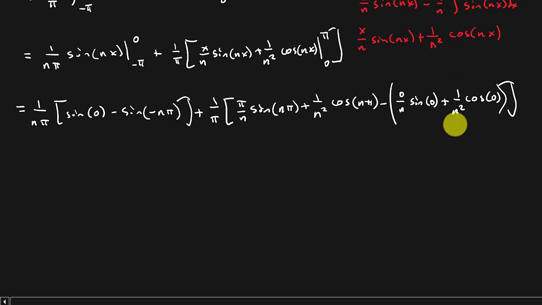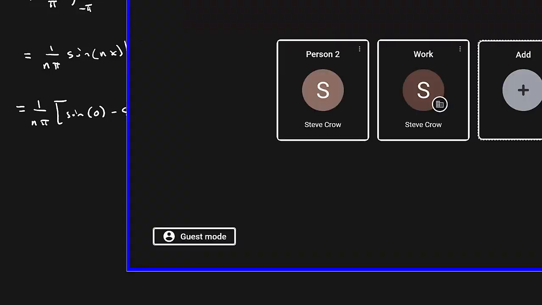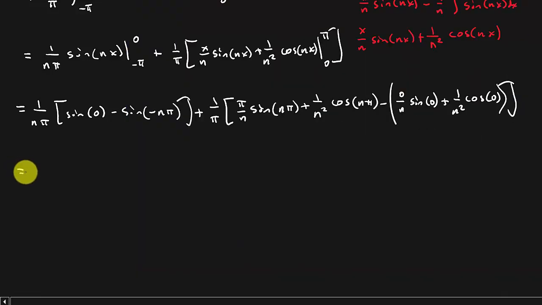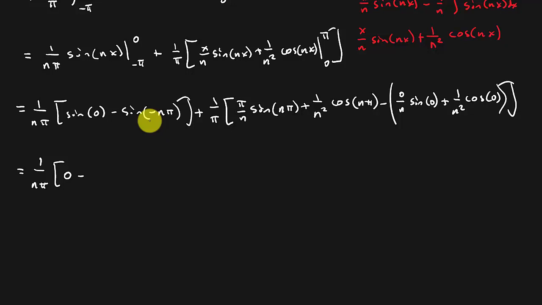All right. So it's going to be kind of easy here. So we got 1 over n pi times the sine of 0 is 0 minus. Now look at this, the sine of negative n pi. Okay. So remember, n is 1, 2, 3, 4, 5, 6, 7, and so on.